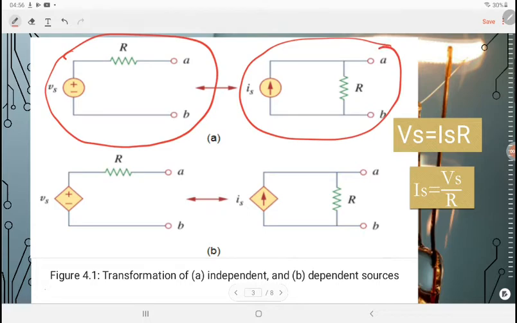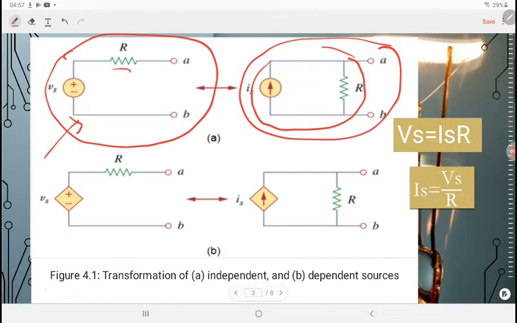So how do we convert the voltage source into a current source? You need to apply the same value of resistor. It can only be applied to a circuit with a voltage source in series with a resistor, or a current source in parallel with a resistor. Source transformation can also be applied to dependent sources.